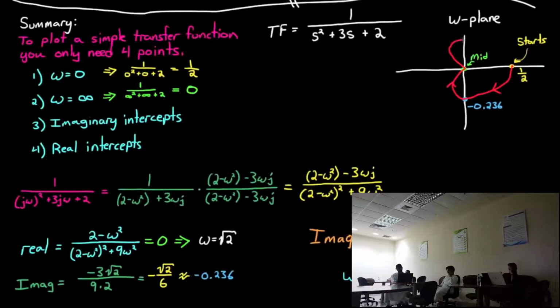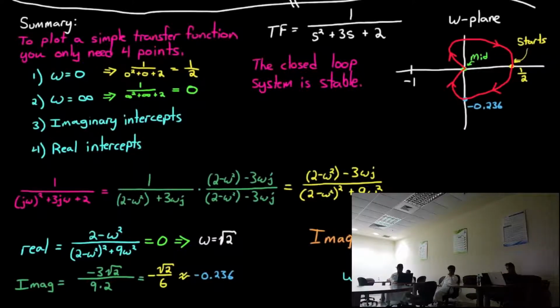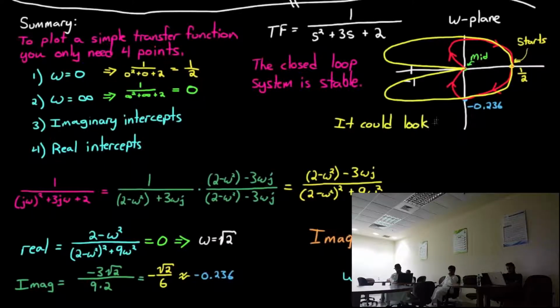And then we can continue on by reflecting this about the real line, and we would have an approximate drawing of the Nyquist plot. And from this plot we can see that the closed loop system is stable, since remember there were no open loop poles in the right half plane, and there are no encirclements of -1. Of course, this method doesn't tell us whether the plot looks like this or this, but it does help us to determine closed loop stability.